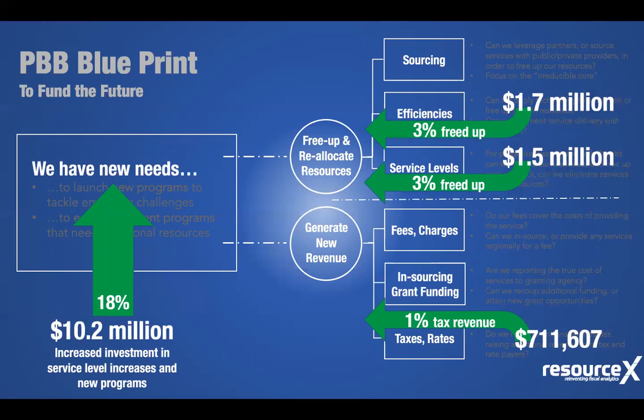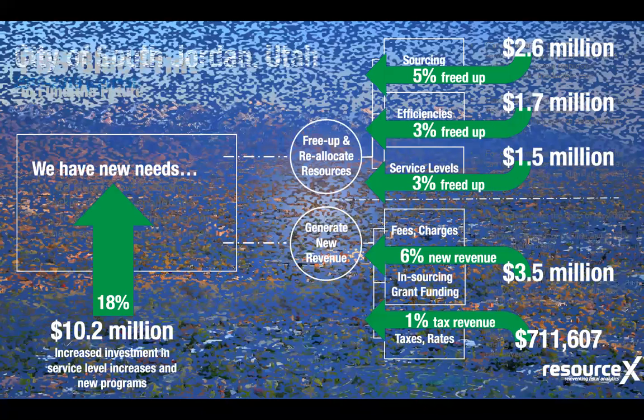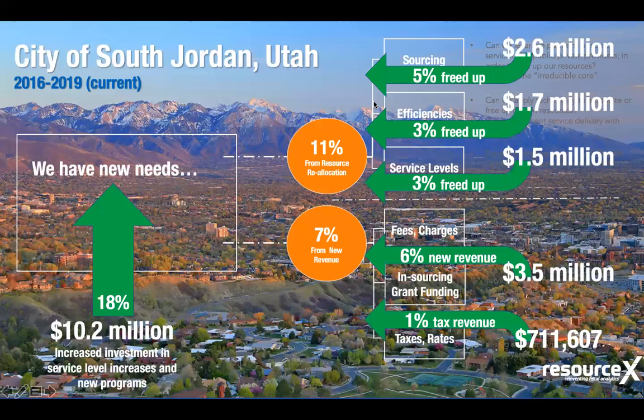They have found program efficiencies to the tune of another 3% overall. And then in a strategic way, they have found other partners to source and partner programs with to the tune of about 5%, while at the same time on the revenue side, bringing in about 6% increase in new fees and charges in insourcing. What's exciting is that they've been able to reallocate 11% of their current budget and then generate approximately a 7% increase in overall revenue. That's how they've been able to fund that 18% surge in new needs overall.